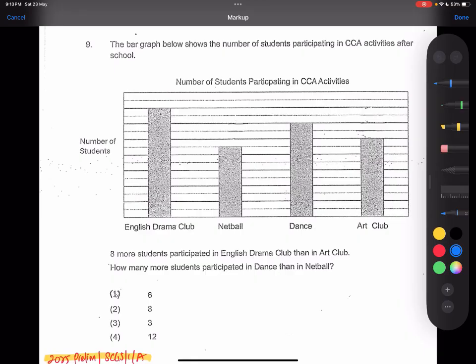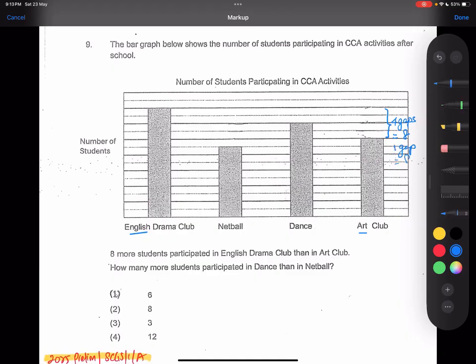Okay, let's focus on English and art for now. What is the difference? The difference. Okay, how many gaps are there? 1, 2, 3, 4. 4 gaps equals to, what's the difference? 8. Okay, now we can calculate from here.